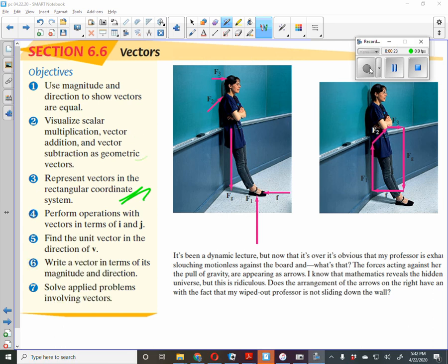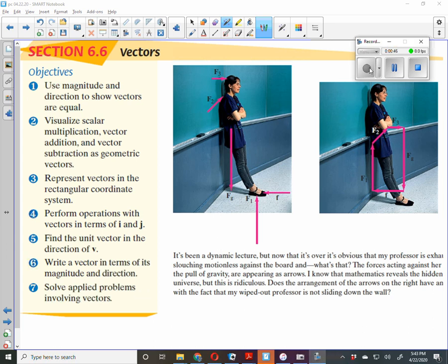Perform operations with vectors in i and j. Find the unit vector, write vectors in terms of magnitude and direction, and then we're going to apply it. This will take 2 or 3 days, or at least 2 or 3 lessons. Starting off with, you can see how you've got different forces going on.